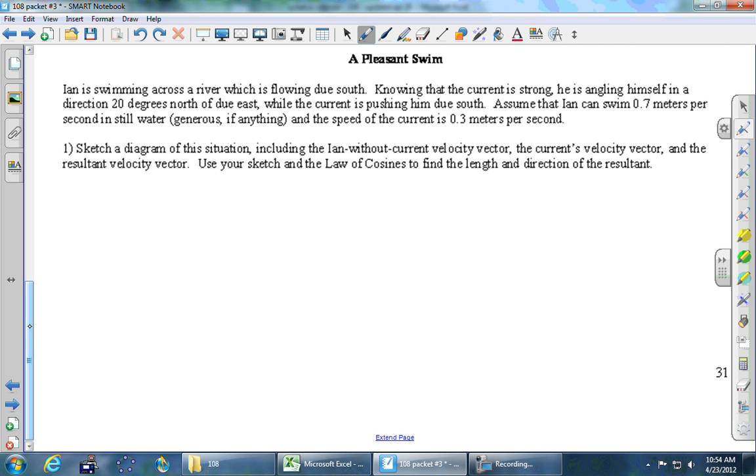Okay, so let's try this. So we've got the river going which way? Due south. Okay, so there's my river between those two borders. And I know that I am going 20 degrees north of due east. So carefully translate that into a picture. 20 north of due east.